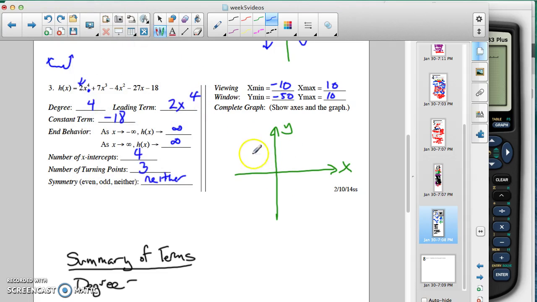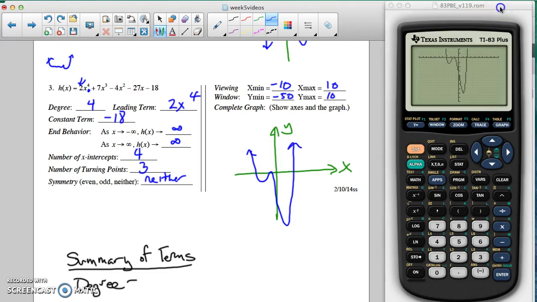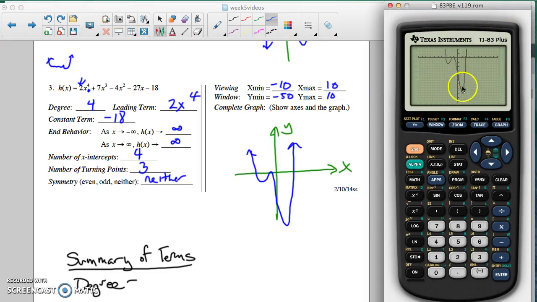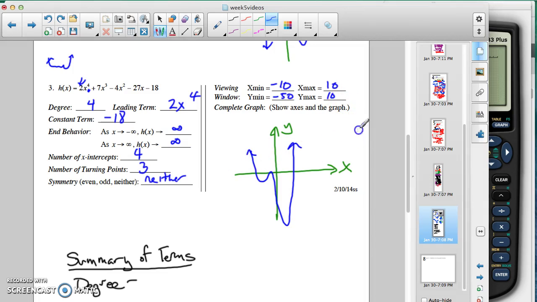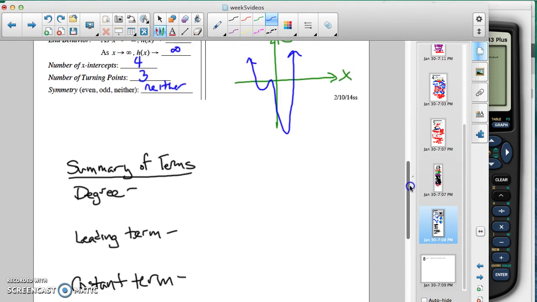Okay, comes down, crosses, goes back up, crosses, goes down, crosses a little lower, and then goes back up. This looks like a little bit better of the matching of the graph there. Yep. Okay. So that's our graph. Now I want to summarize some of the things we have here.